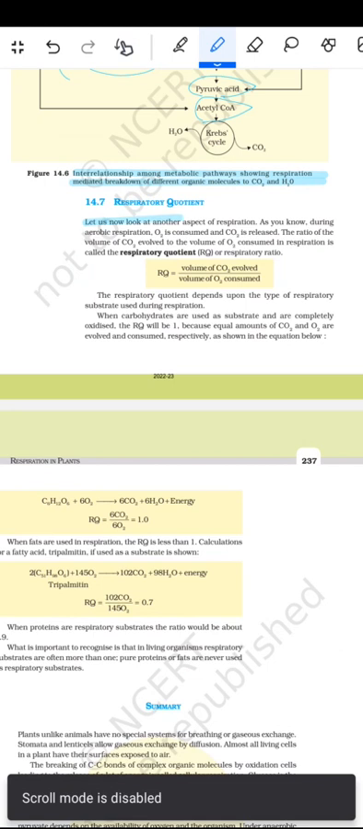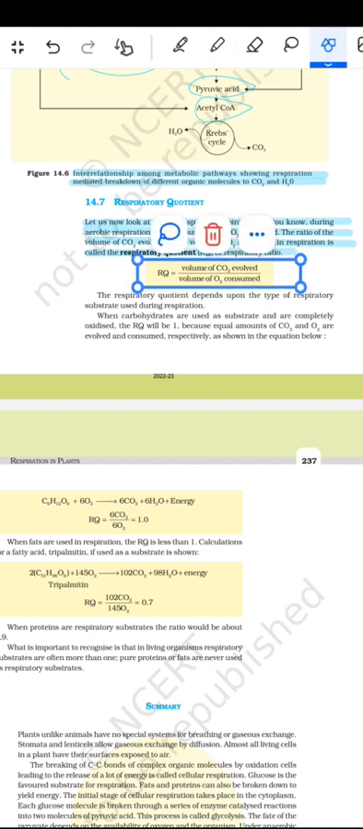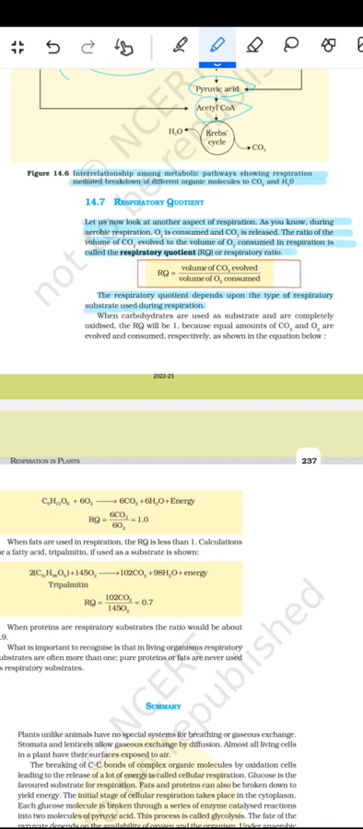तो let us now look at another aspect of the respiration. As you know, during the aerobic respiration, O2 is consumed and the CO2 is released. The ratio of the volume of the CO2 evolved to that of the O2 consumed in the respiration is called as the respiratory quotient or the respiratory ratio. इसका है respiratory quotient बराबर volume of the CO2 evolved by the volume of the O2 consumed होता है. The respiratory quotient depends upon the type of the respiratory substrate used during the respiration.